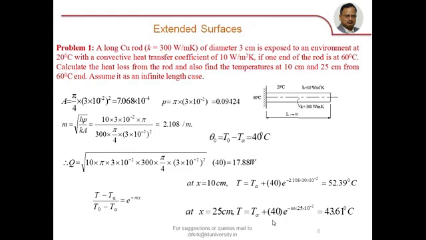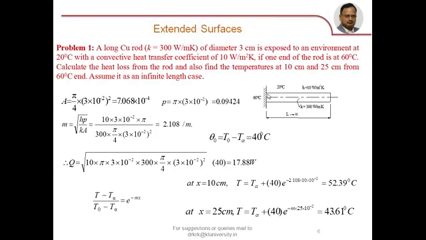At x equal 25 centimeters, the same expression, you will get 43.61 degrees centigrade. In the place of x, instead of 10 into 10 power minus 2, we use 25 into 10 power minus 2. So the temperature at the base is 60, at 10 centimeters is 52, at 25 centimeters is 46. So as we proceed along the length of the fin, the temperature gradually decreases, delta T goes on decreasing. So convective ability of the fin also decreases as we move along the length of the fin.